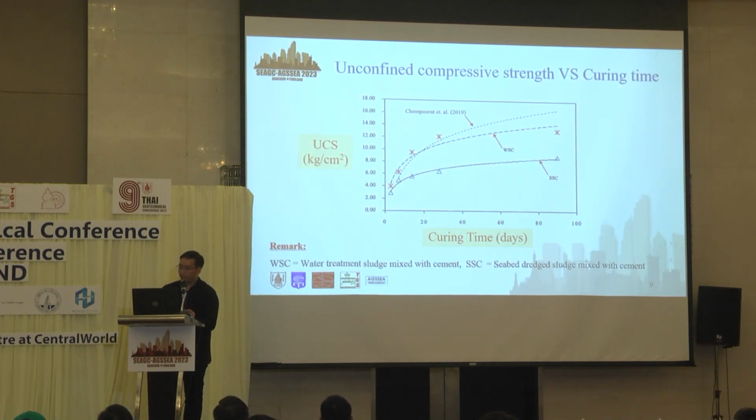Now let me show the results of unconfined compressive strength. We tested the unconfined compressive strength according to ASTM D2166. The results show an increase of unconfined compressive strength with curing time. WSC in the red line has a higher strength than SSC shown in the blue line. And both materials give a similar trend to the study of Chumpurat et al. in 2019, that unconfined compressive strength exhibits a rapid increase during the initial stage of curing time.